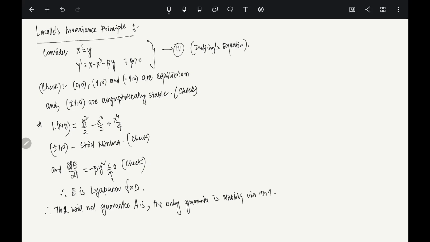But the thing is, we already know that it is asymptotically stable. So we are missing something. You understand? So what can we do? Let's see. These sort of situations are fairly common actually, and we can use something called the LaSalle's invariance principle. So this actually, how do I put it?